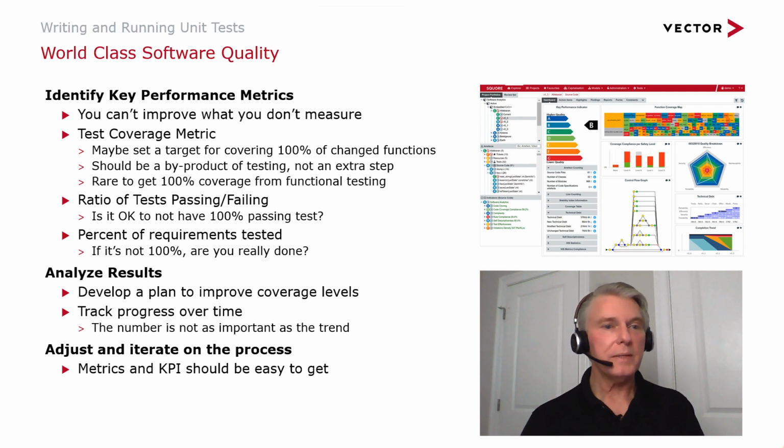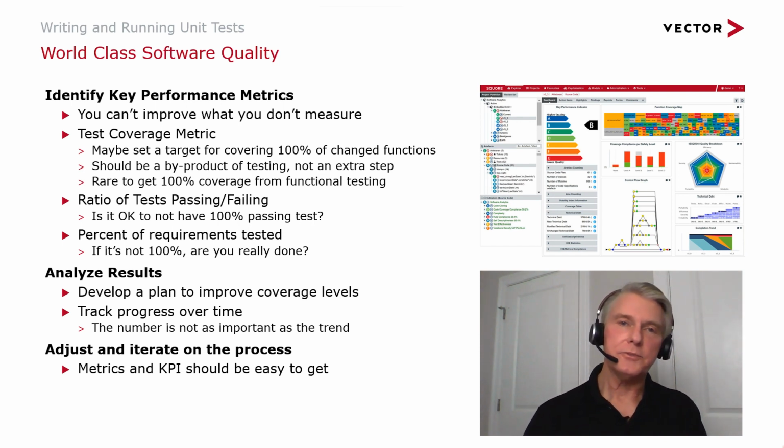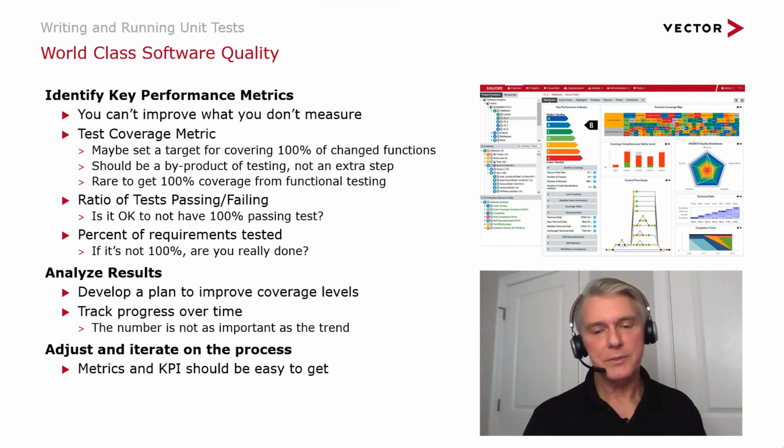Your metric might be the ratio of passing tests to failing tests. Maybe it's not okay to have 100% passing tests, and this is really a decision that needs to be made for your particular project. There are some projects that won't deliver unless they have 100% passing tests.